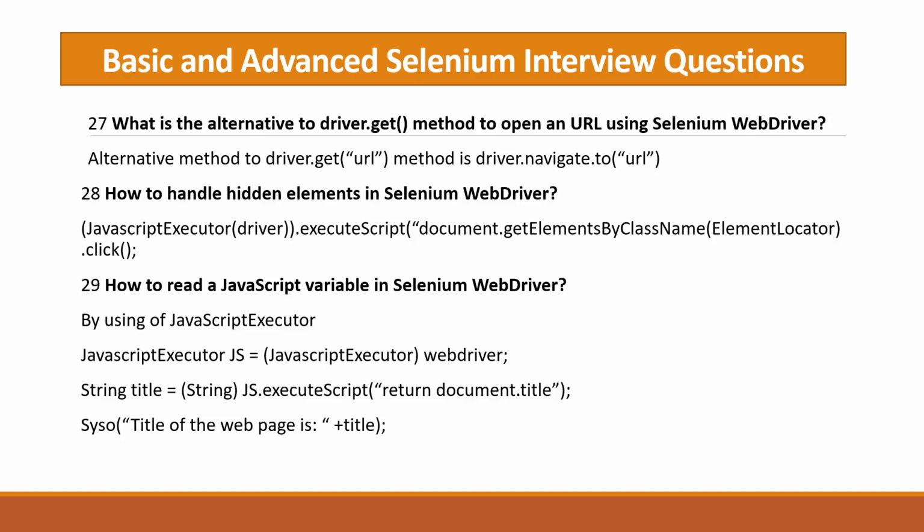Then the last question here is how to read a JavaScript variable in Selenium WebDriver. You can see here, using JavaScript executor, I am going to get the title. I typecast it to the WebDriver reference. Then I take one string variable called title, and with the help of return document.title, this line will return the title of that particular document, right? Then I am going to print the title with the help of a System.out.println statement.